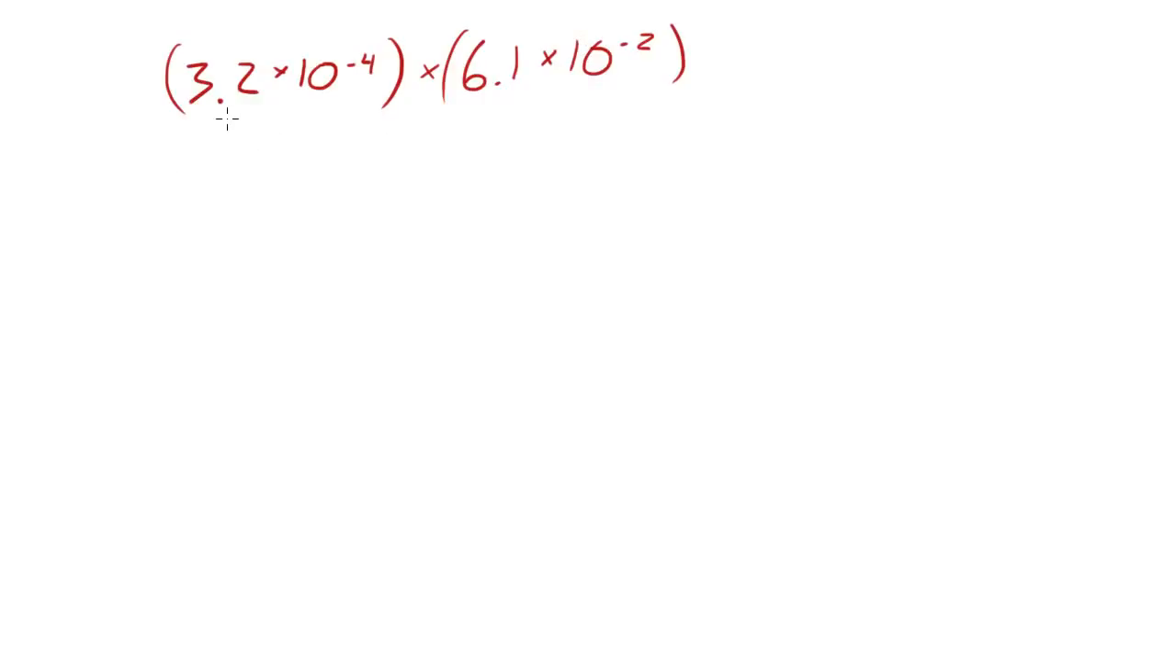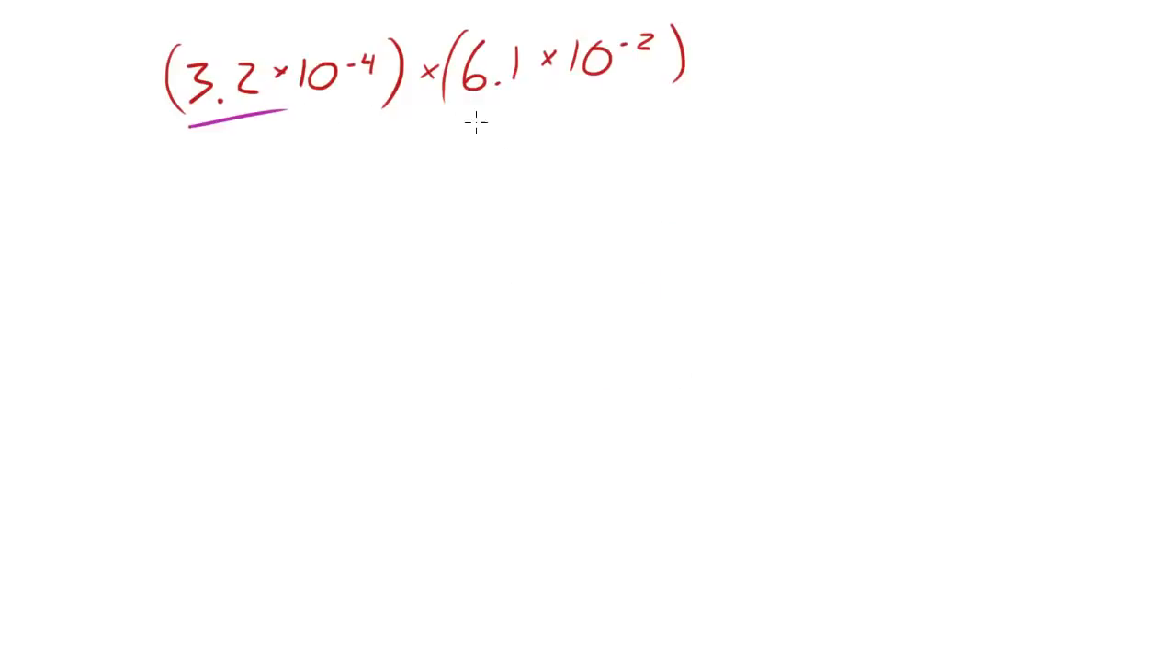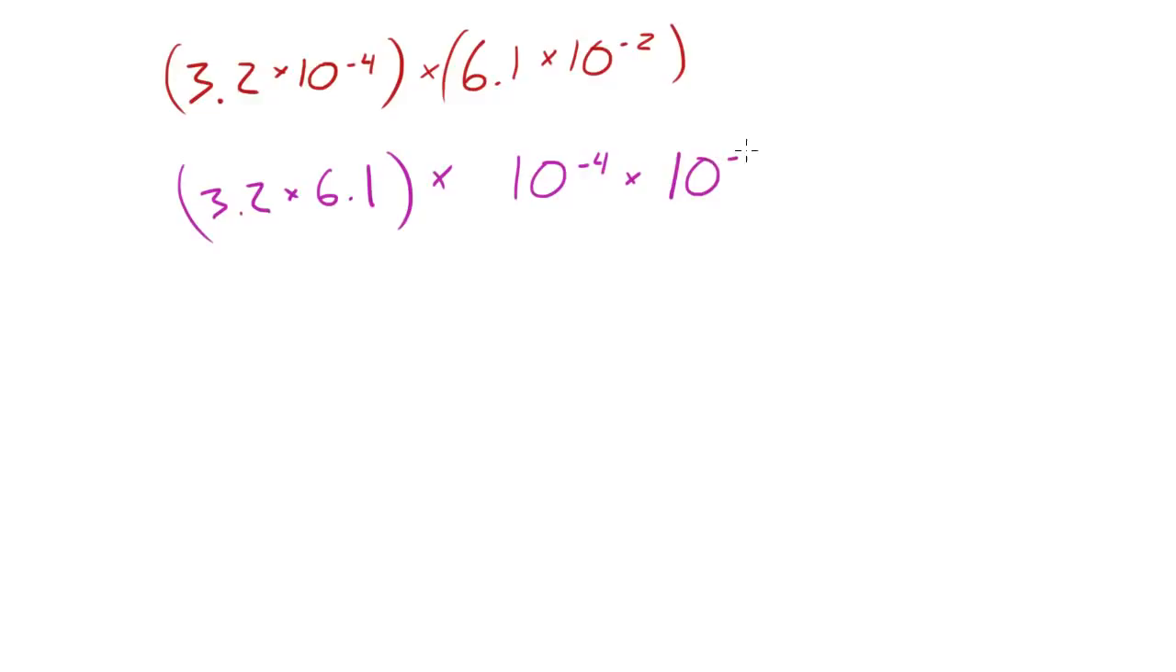So again, remember, the very first thing we need to do is grab 3.2 and 6.1. So 3.2 times 6.1, surround those in parentheses, times 10 to the -4th times 10 to the -2. So again, 3.2 times 6.1 is 19.52, I think. Yeah, I'm pretty sure. So now what we need to do is multiply the powers. I'm just going to skip that one step.